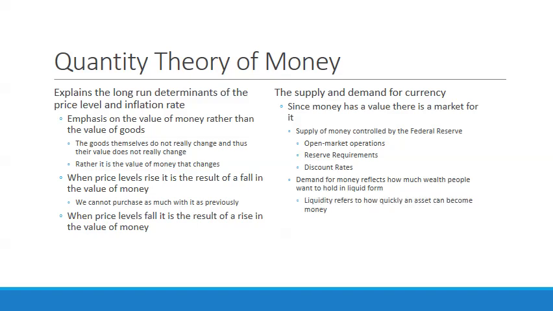So liquidity refers to how quickly an asset can become money. We've looked at this. At the very end, housing is the least liquid item we have because of how long it can take us to actually sell it.